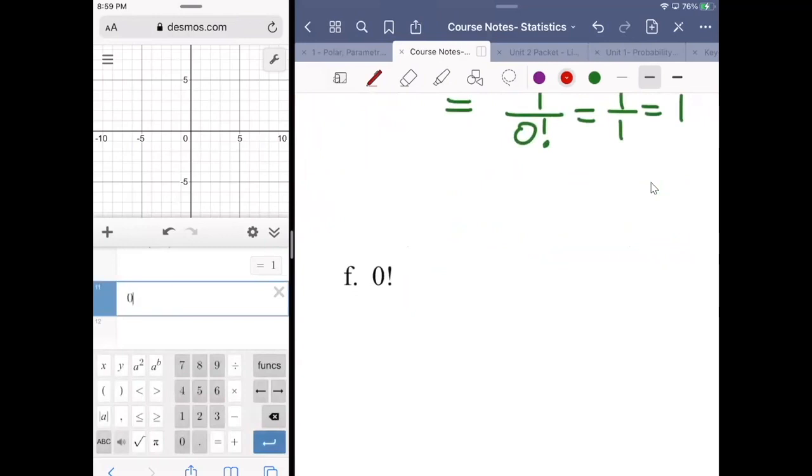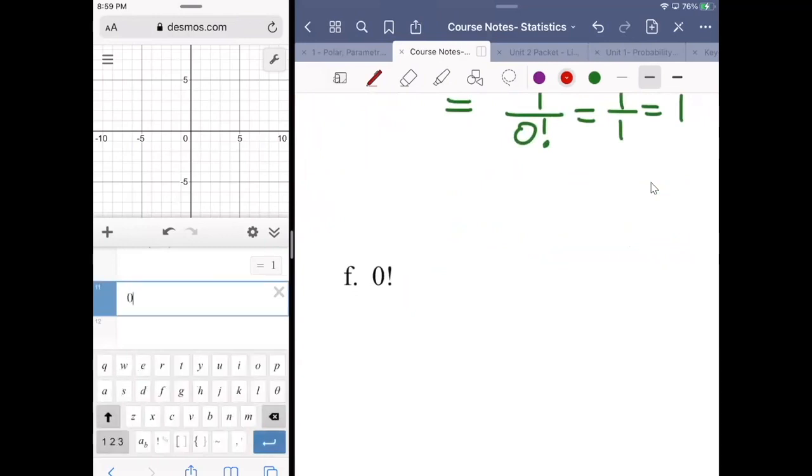I mean, this is by no means a proof. It's just you believing somebody who's not me. 0 factorial is 1. All right, well, you believe me now because the calculator proved, like that's how it goes, right? Somebody else said the same thing, so it must be true. Yeah, no. So we need some more evidence here.